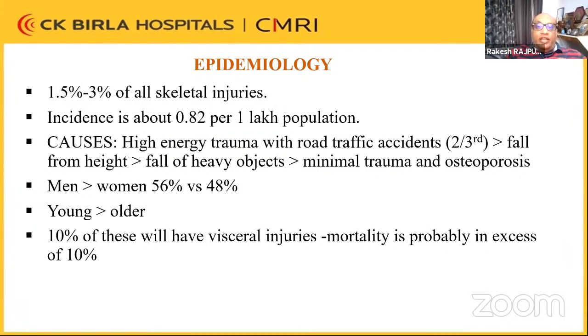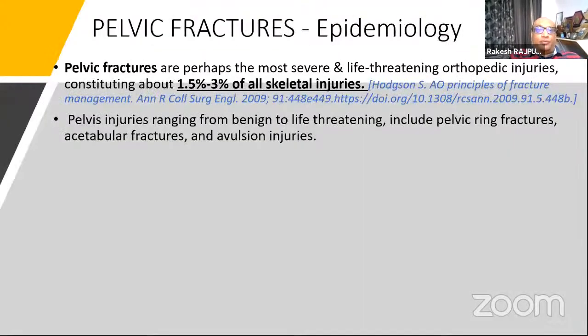But if you look at the Indian data, and I will quote one paper very extensively, probably the only epidemiological paper we have from India, the data is quite skewed towards men. Again, young patients are more. The average patient age in India is around 37 years. So you can imagine this is the breadwinner, a young, active male, a family person who is now getting injured. 10% of these will also have complications with other visceral injuries. So this is something to think about. Mortality, again, is around 10%. Again, something to think about.